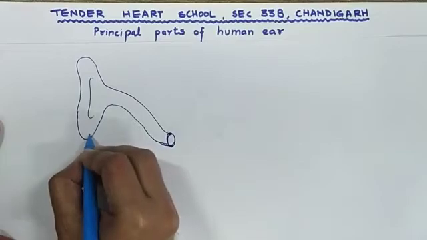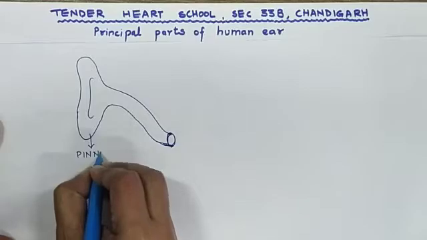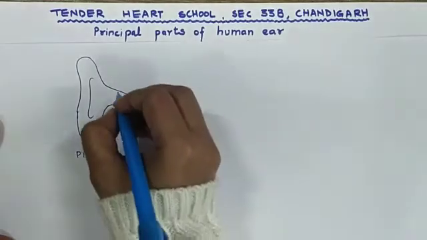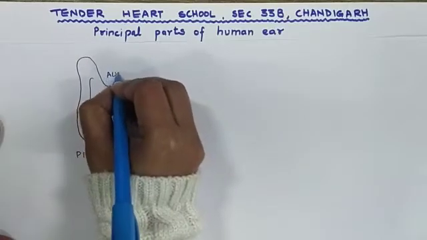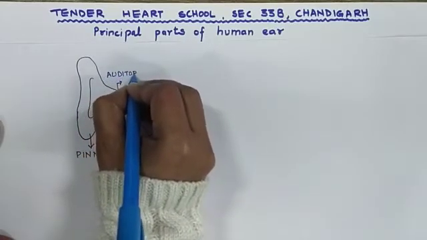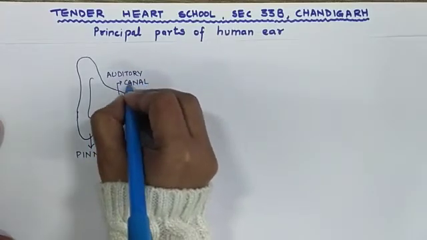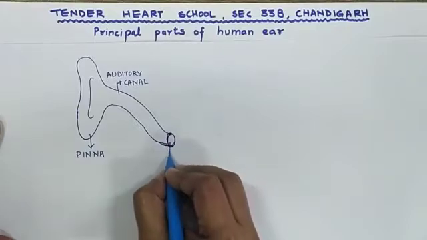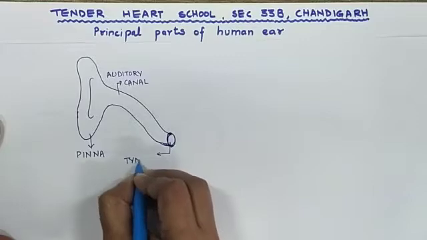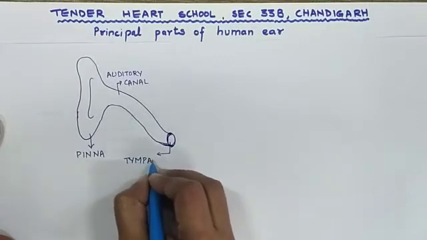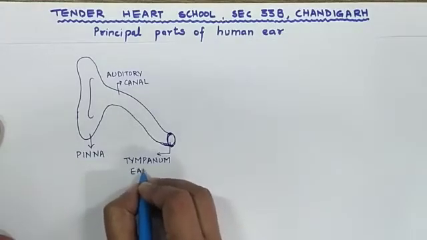So this one is your ear pinna. This is the auditory canal. And this one is the tympanum, or what we call the eardrum.